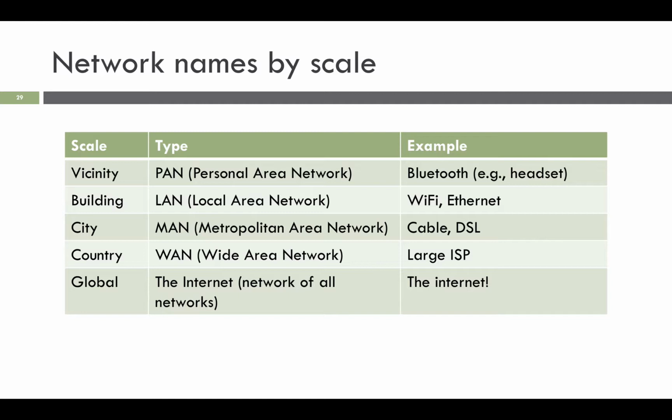A citywide or smaller regional network is called the Metropolitan Area Network, or MAN. When you connect your DSL modem to your ISP, you join your home LAN to the Metropolitan Area Network. A Wide Area Network, or WAN, is a countrywide network. An example of a WAN is a large ISP that connects cities. The Internet is a network on the global scale, which is composed of many wide area networks. It's a network of all networks.